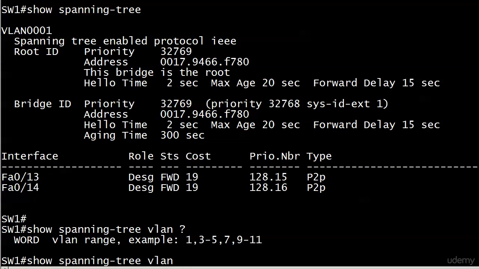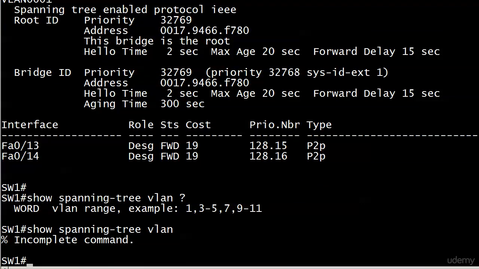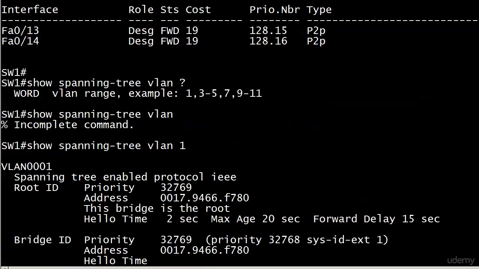And this is the command you should get used to using, show spanning tree VLAN, or just show spanning VLAN. And then you can put in a range, because you might have 50 VLANs and you don't want to use show spanning tree to see all 50 of them. That would be crazy. But you do have to put the number in. So let me do that thing.